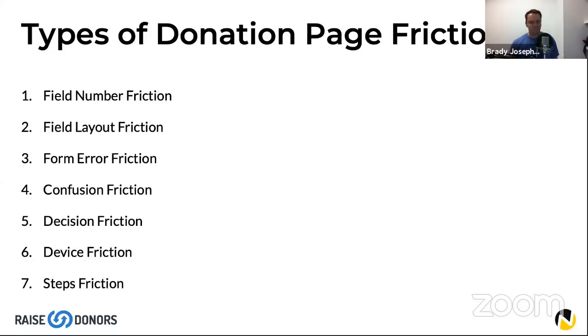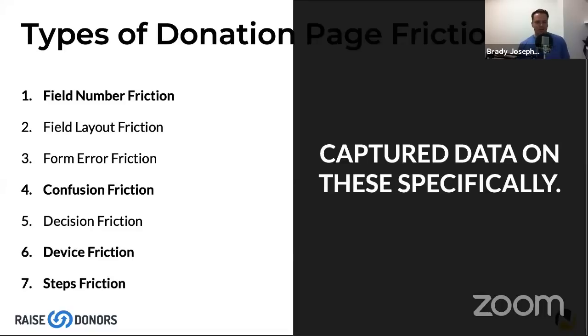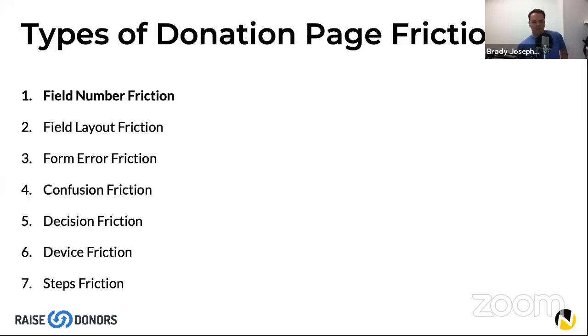Anyways, back to friction. There are 7 different types of donation page friction that we've clustered them into. So you can use this as a checklist and areas to look at. Specifically, when we were capturing data, we looked at these 4. Some of them are hard to capture data on, so we didn't have it. I'll go through all 7, but just wanted to let you know we have data on some of these, but not all. So number 1, field number friction.